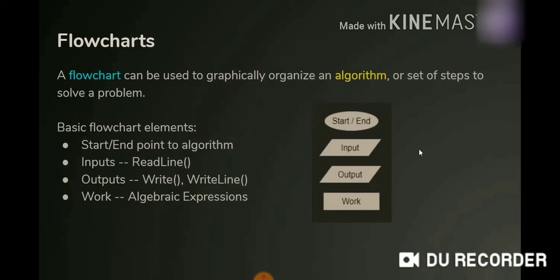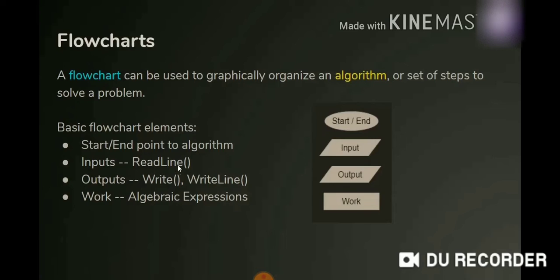Let us review the conditional logic and expression. Let's start with flow charts. So flow charts are a way to graphically organize an algorithm. An algorithm is just a set of steps to solve a problem. To solve a problem, there are certain logical elements that need to be implemented. For example, I need to be able to implement inputs, outputs and calculations.